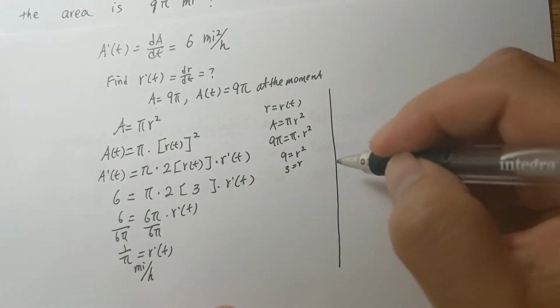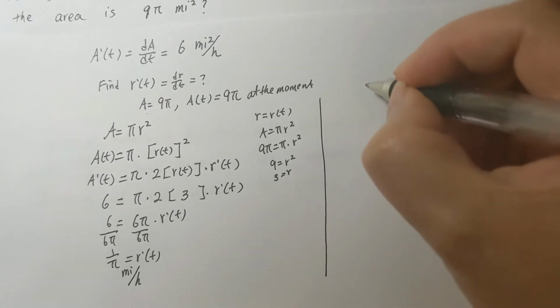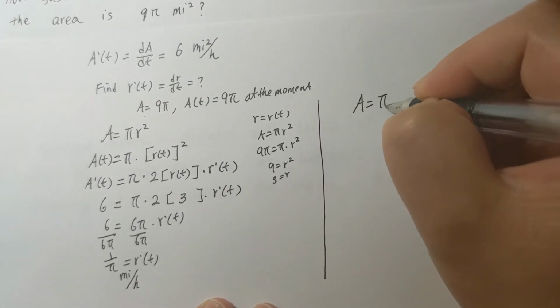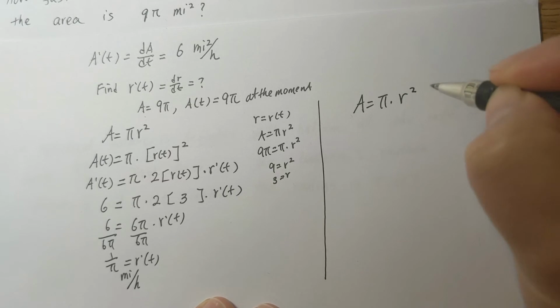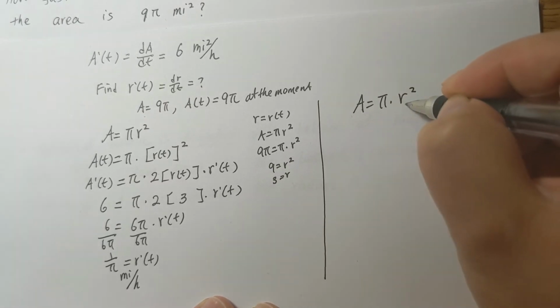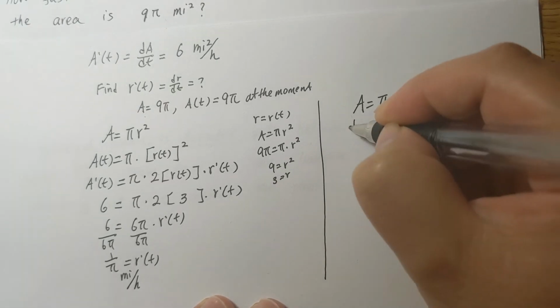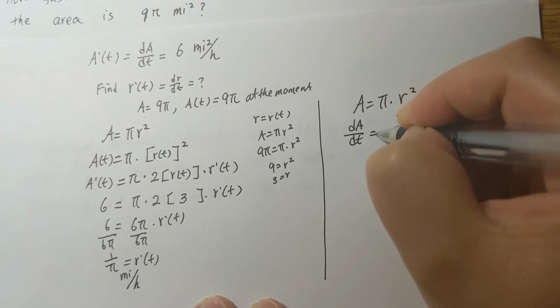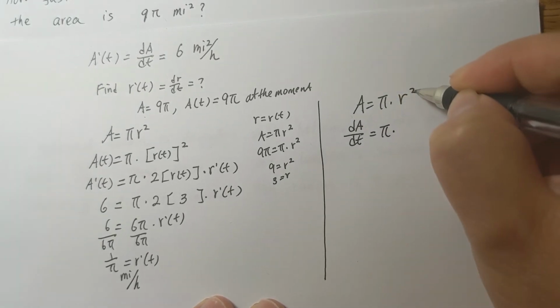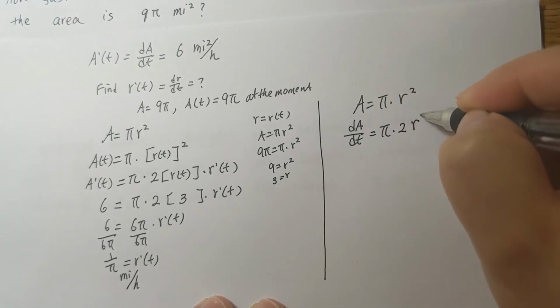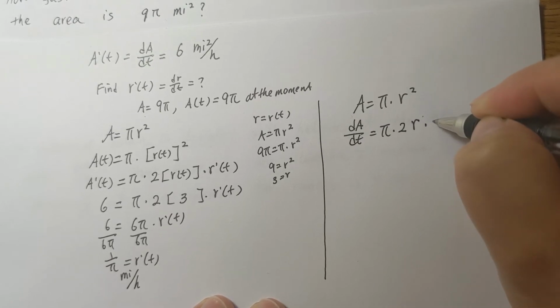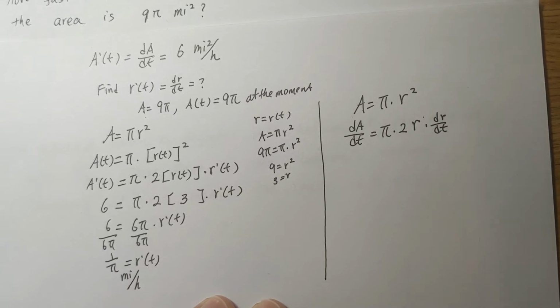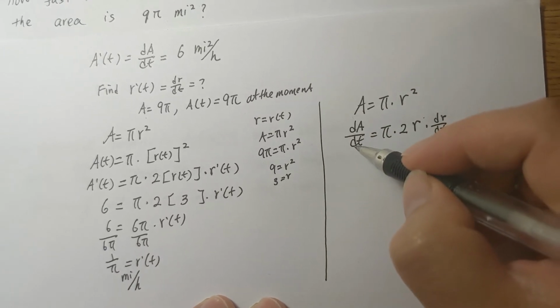So now we're going to do the second set of notation. So A equals pi times R squared. A is a function of time and radius is a function of time. So we have dA dt. Numbers stay the same. So we put the 2 in the front, exponent 1, and then we're going to times dr dt.